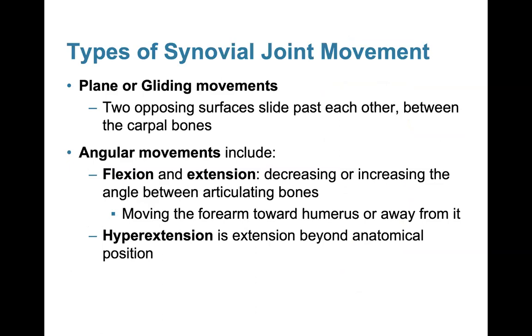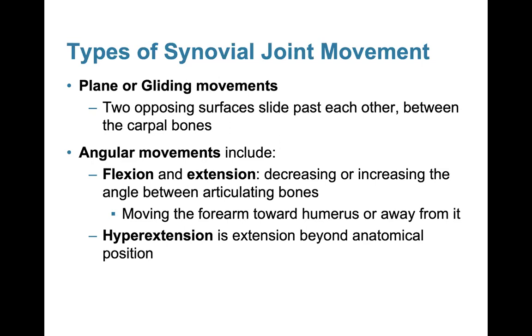Different types of movements with joints. We have plane or gliding movements. These are where two opposing surfaces will slide past each other, as between the carpal bones. So if you take your wrist and kind of move it left to right, that would be a gliding movement. Angular movements include flexion and extension. This is decreasing or increasing the angle between the articulating bones.